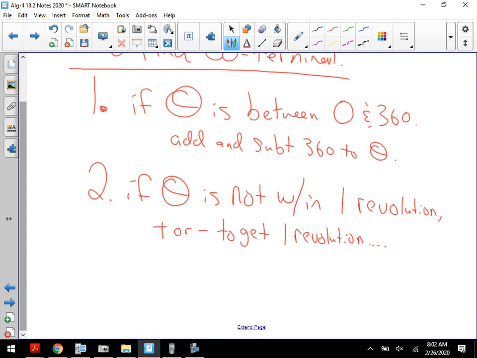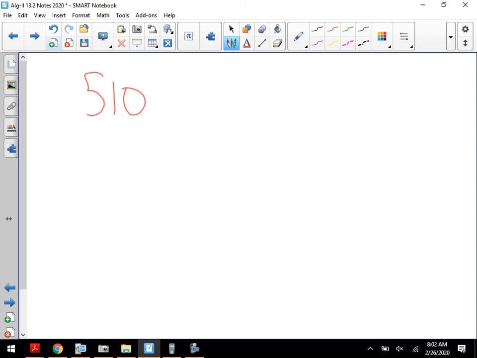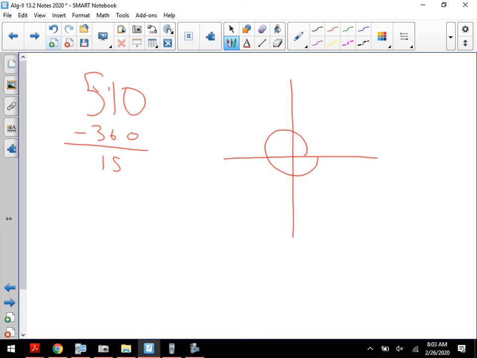if I use the one I had up there a second ago, 510 degrees. Is that above or below 360? It's above. So what that would look like if I placed it, I'd have to go around 360. There's one 360. How many more degrees would I have to go to make it equal to 510? Basically what you're doing is subtracting the 360 to figure out what's left. If I do that, I'm left with 150.